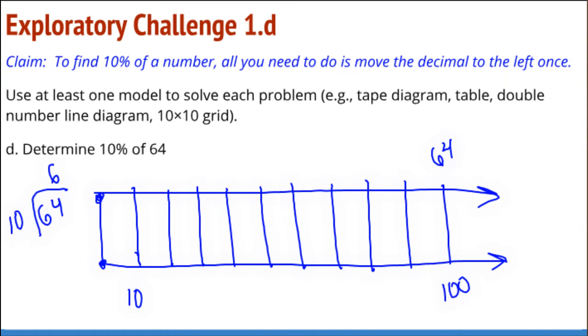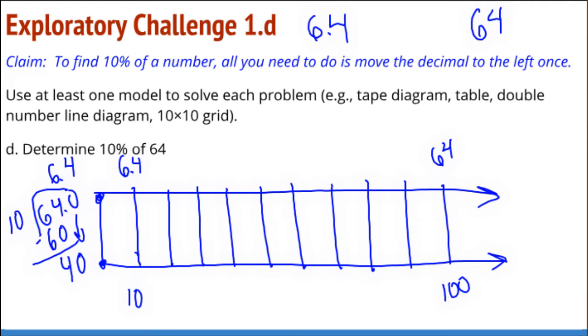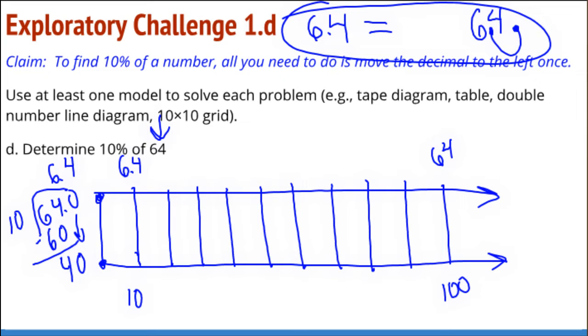I've got 6 times 10 is 60. And I've got 6 and 4/10. We had 64. Take the decimal, move it one place to the left. 6 and 4/10. They are equal. So even on this problem, where in the ones place I had something other than a 0, it still worked. I was still able to take and move the decimal one place to the left.